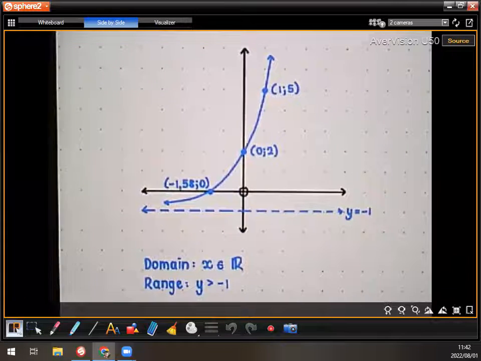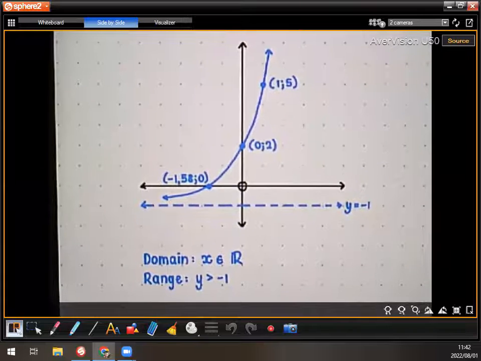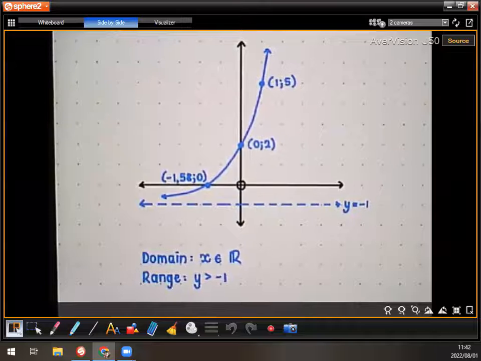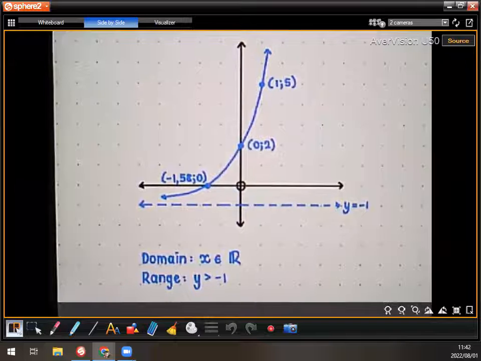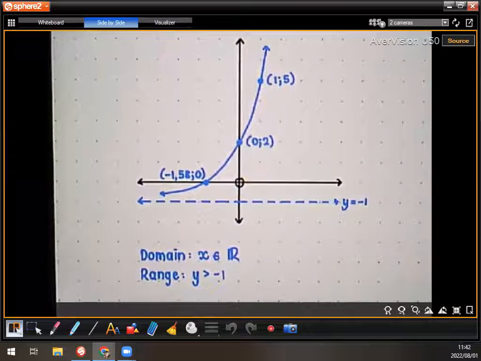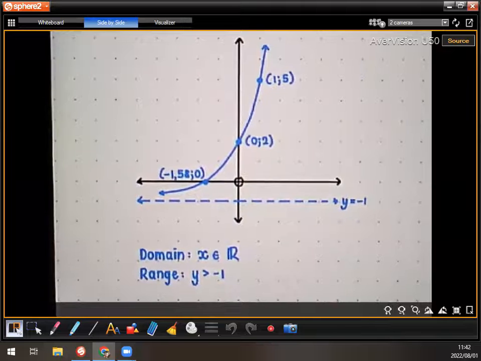Okay, then that is what the graph should look like, guys. If you could just make sure that you have that there. So you have your asymptote at negative 1. You have your x-intercept, y-intercept, and that third point. And then also just make sure that you have the domain and range there at the bottom. Domain for an exponential graph, always x is an element of real numbers, guys. It will never be anything different.